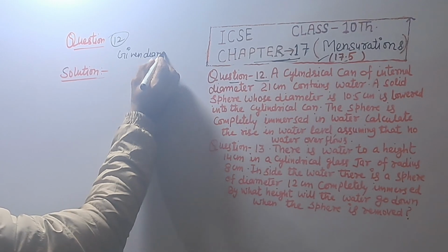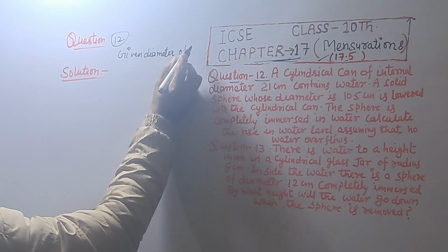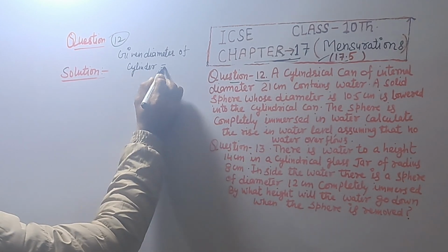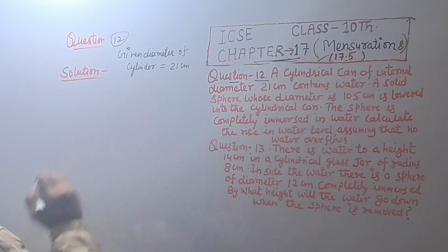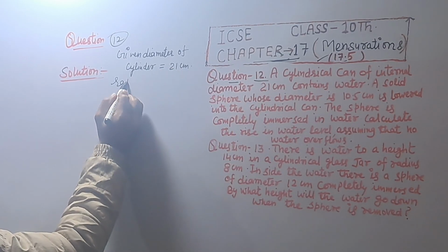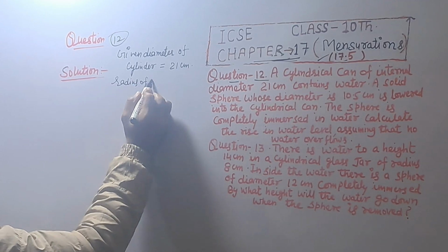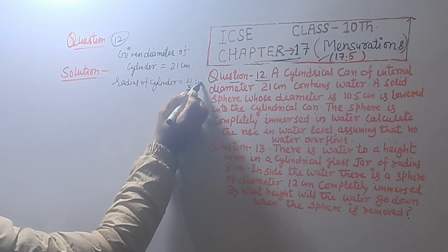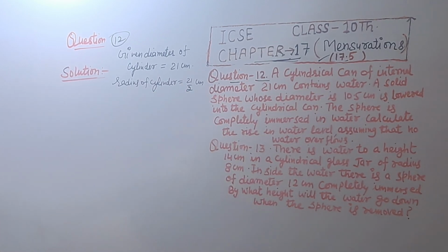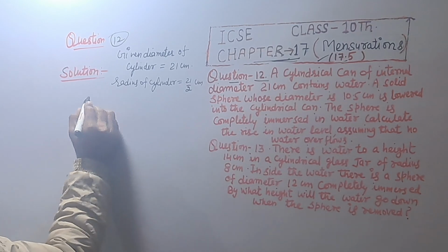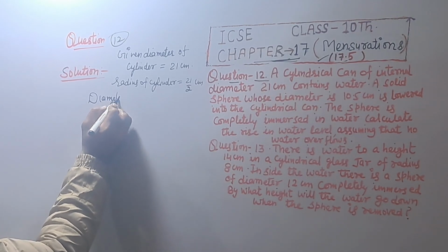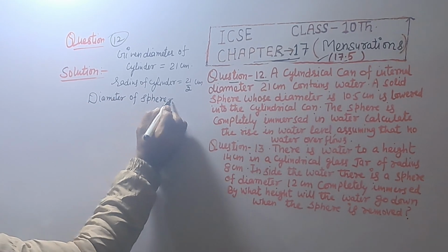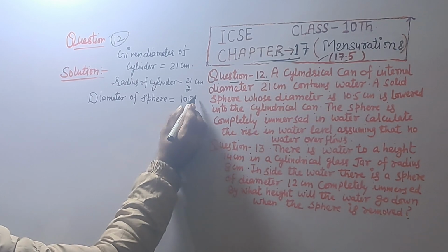Given: diameter of cylinder equal to 21 centimeter. Radius of cylinder equal to 21/2 centimeter. Diameter of sphere equal to 10.5 centimeter.